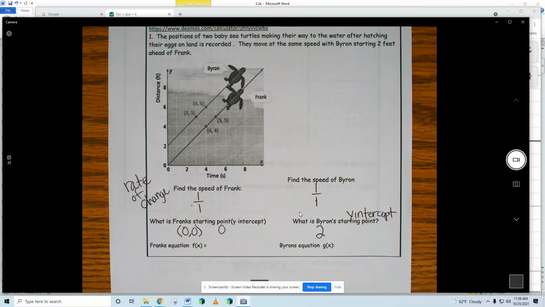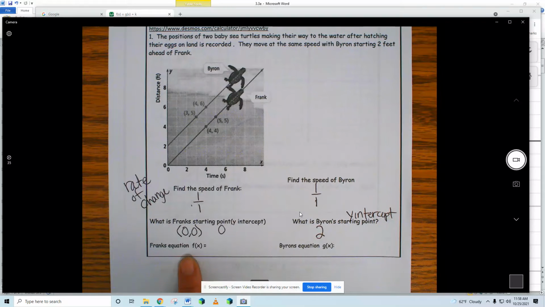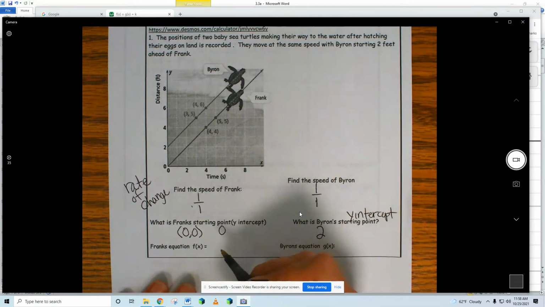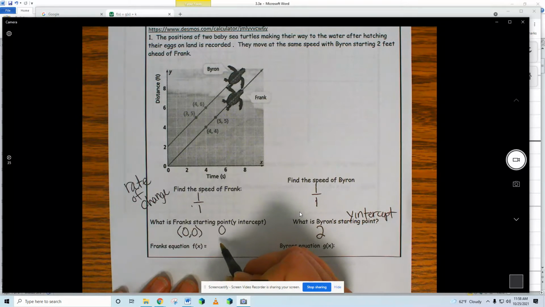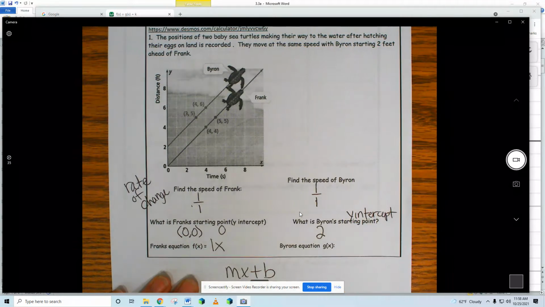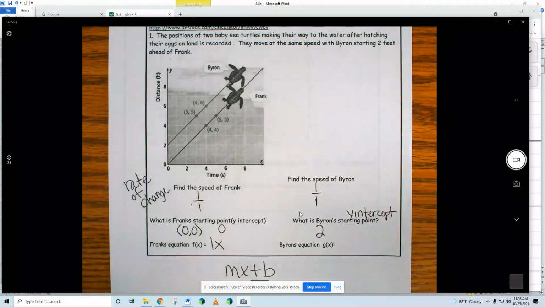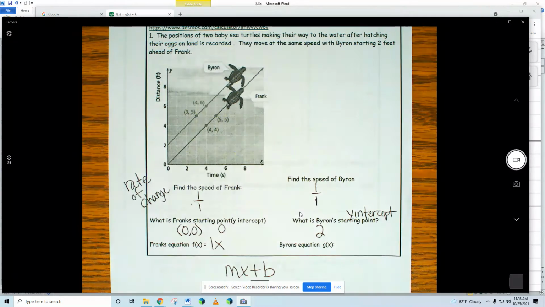Yeah. For Brian or for Frank? Let's do Frank first. So the f of x equals 0. I'm going to do my slope first. Oh yeah, it's for Frank, right? It's Frank. 1x. His y-intercept is 0. I don't put plus 0. No one's ever going to put plus 0. You just leave it empty.